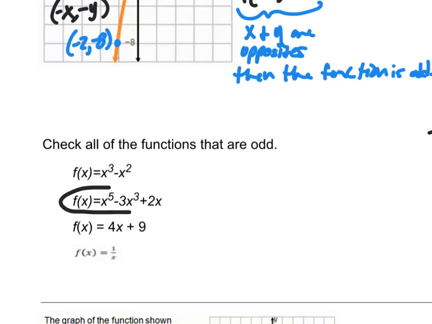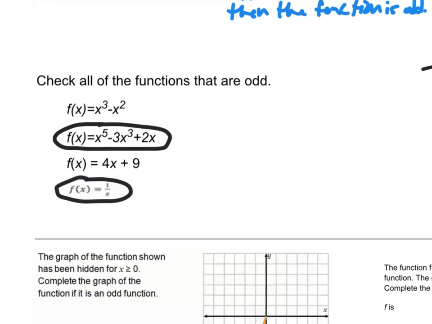But I know that this function here is odd, and this function here is also odd. Notice the exponents are all odd here. Notice the exponent is odd here, but you have this extra constant. This does not make it odd.